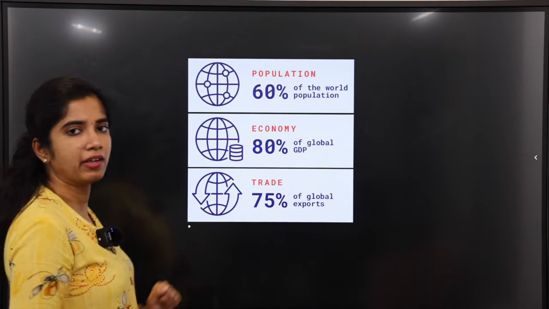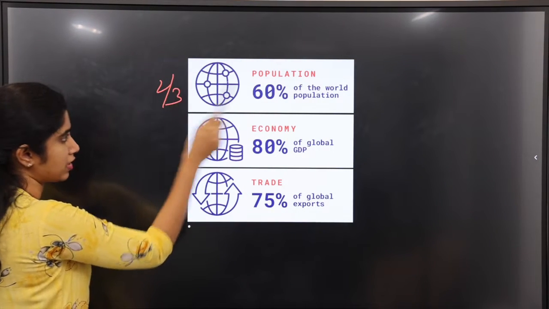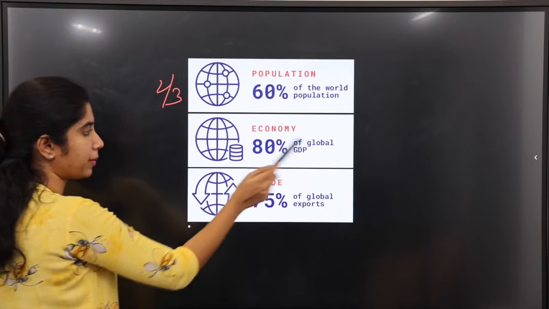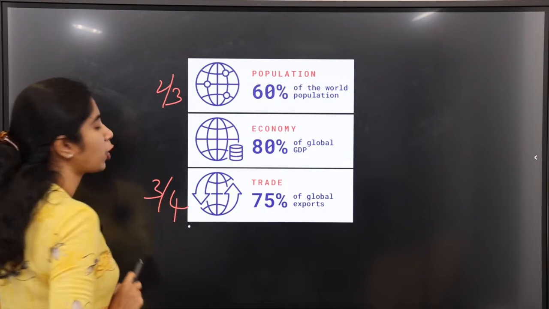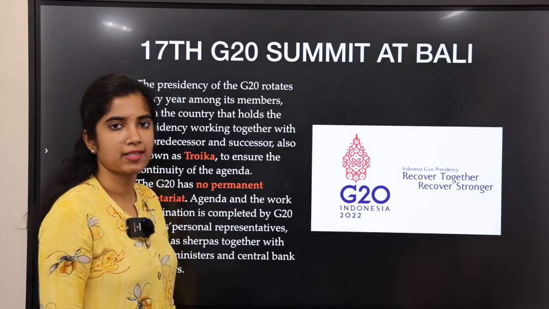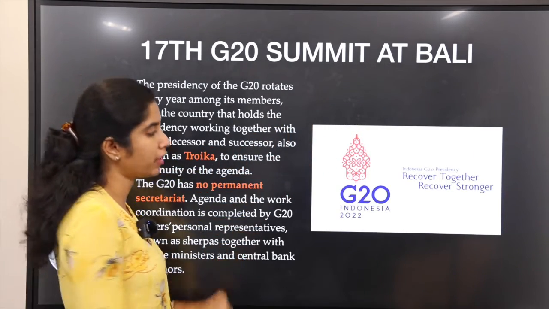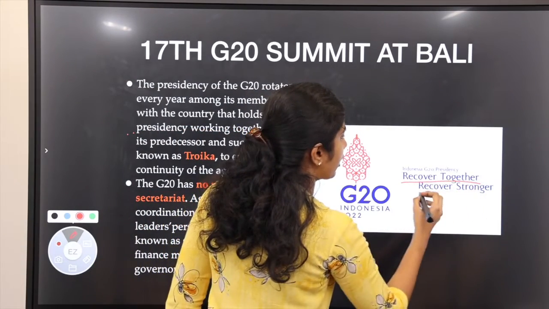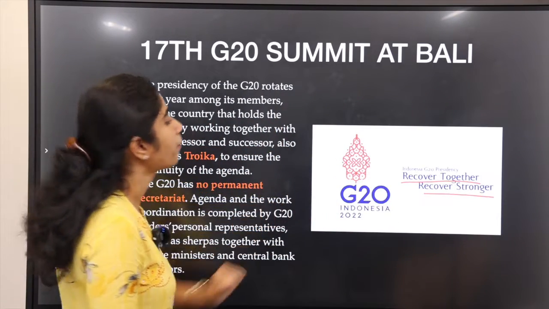So these 20 countries consist of 2/3 of world population, 60% of world population, 80% of global GDP and 3/4 of global exports. So next is the 17th G20 summit, which was held at Bali, Indonesia recently. So what is the theme of the summit? Recover together, recover stronger. This is this year's theme.